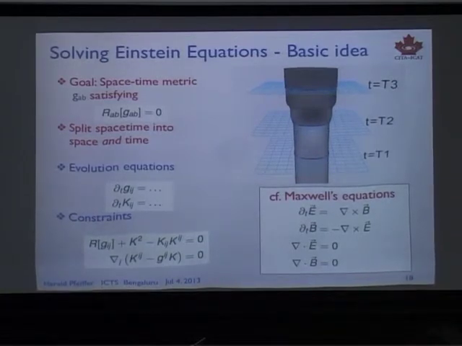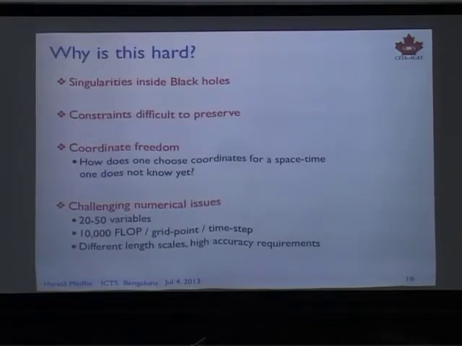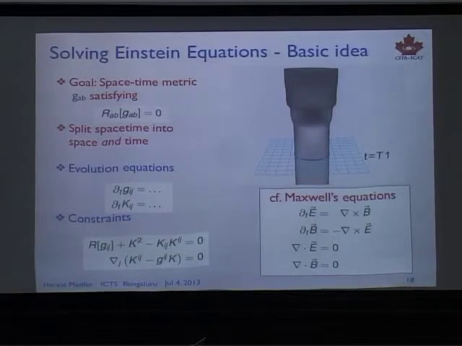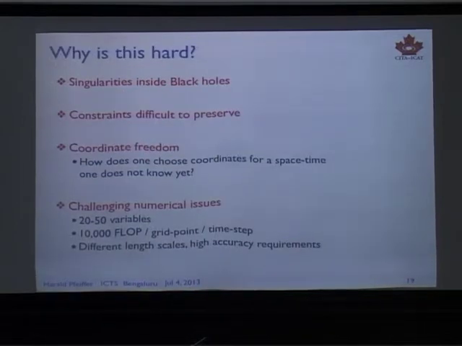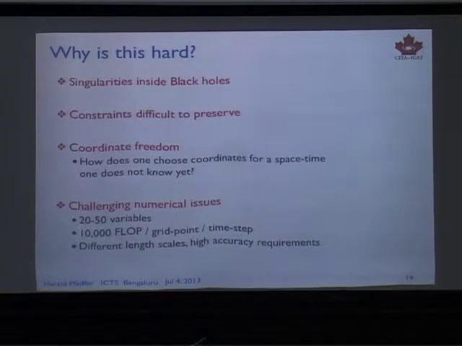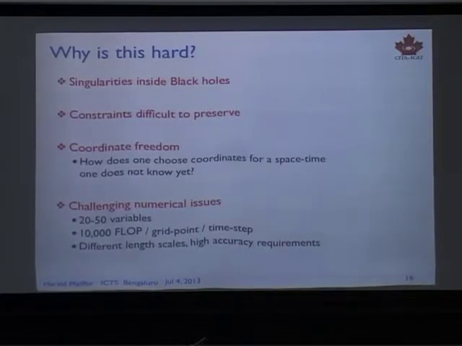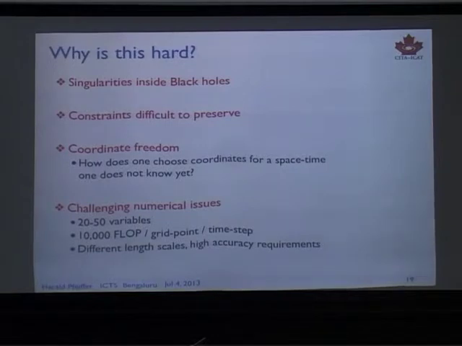So the basic strategy has been clear for many decades. So why is it so hard to do this? We have singularities inside black holes. It turned out that for many decades, the constraints, these extra consistency conditions, were very hard to preserve. Essentially, any evolution one did led to the constraints increasing exponentially in time. And so very quickly, the calculation was meaningless. There's a coordinate freedom. Einstein's equations have the nice property of being coordinate invariant. You can pick whatever coordinates you like. But we are faced with the choice of having to choose a coordinate system for a space-time we don't know yet, which we are just about to solve.